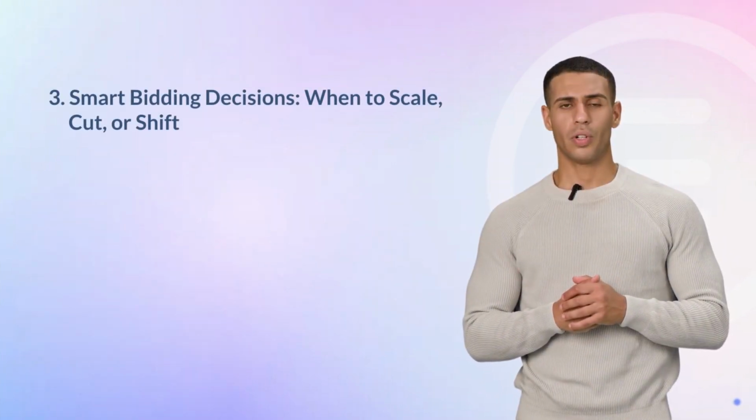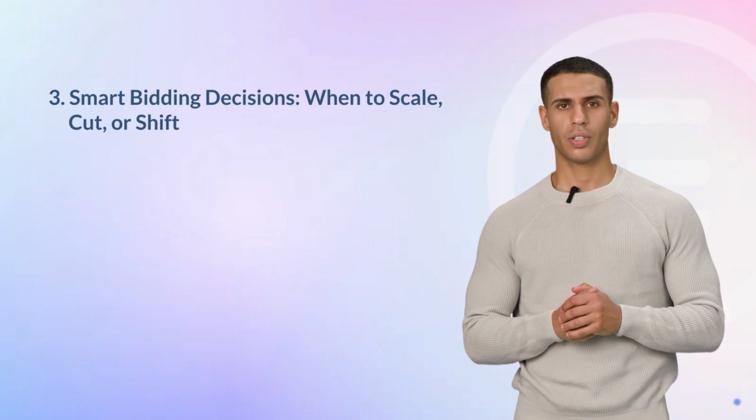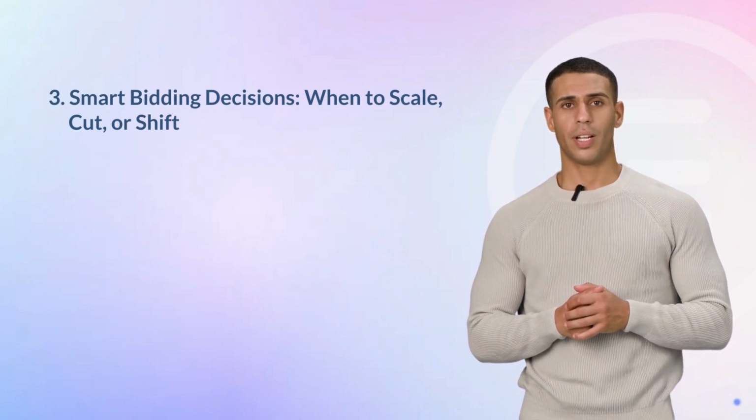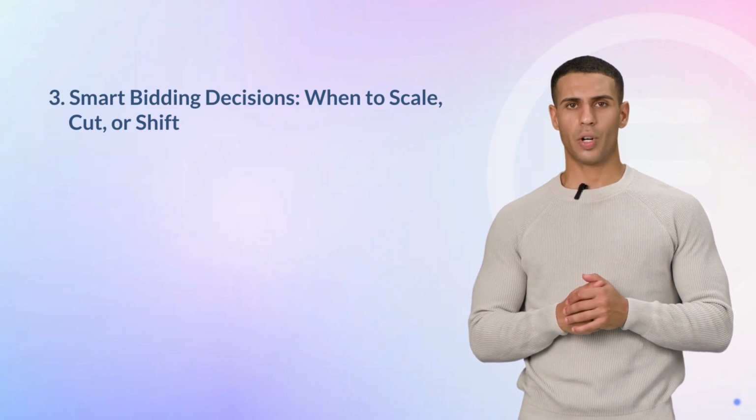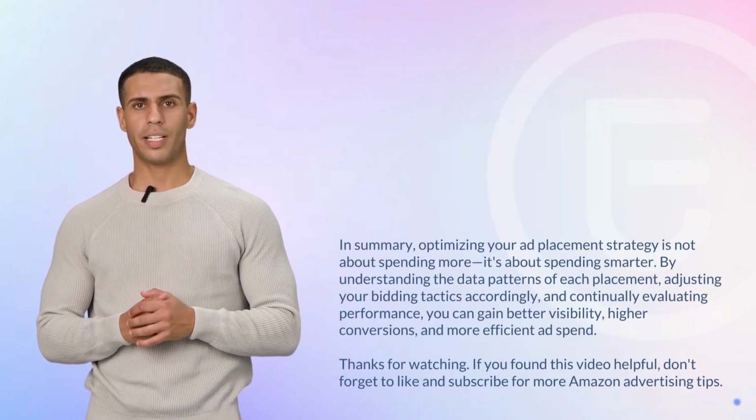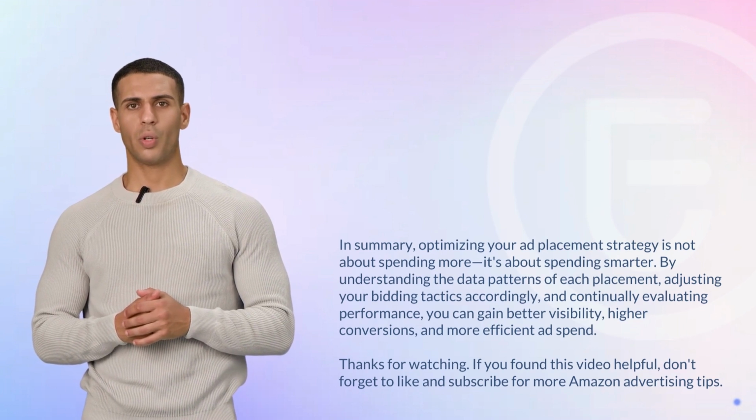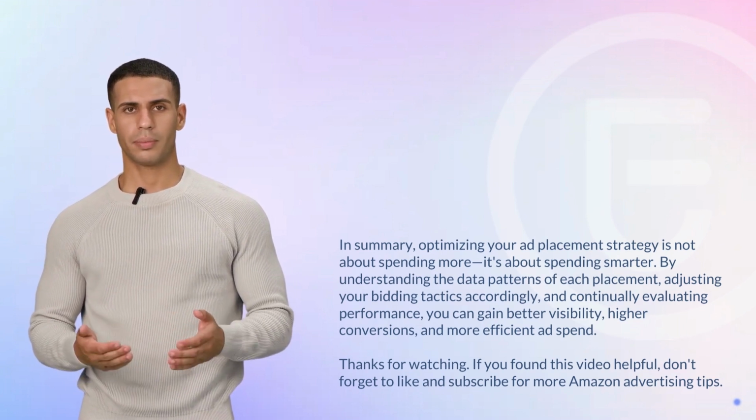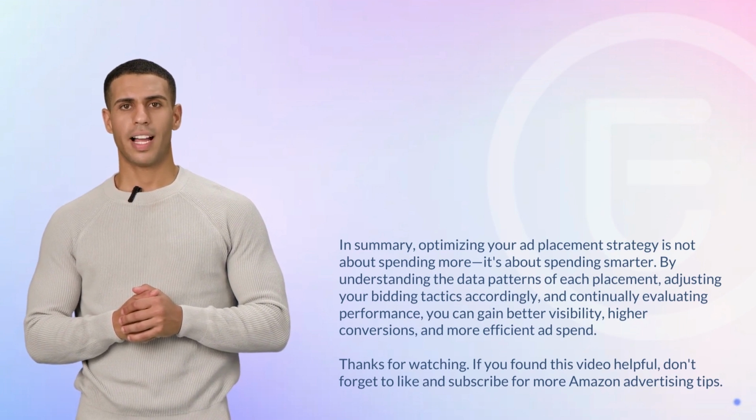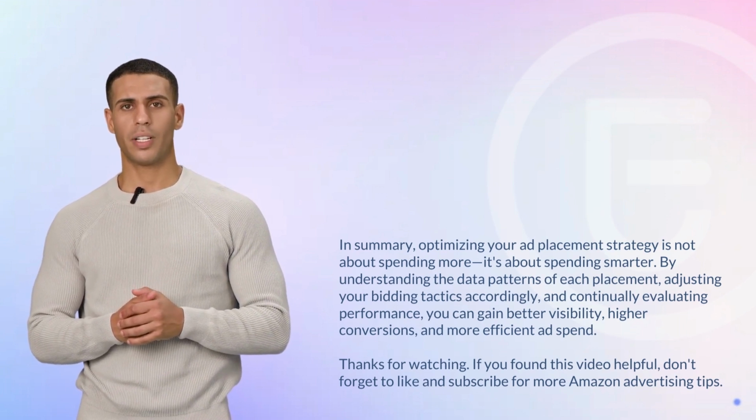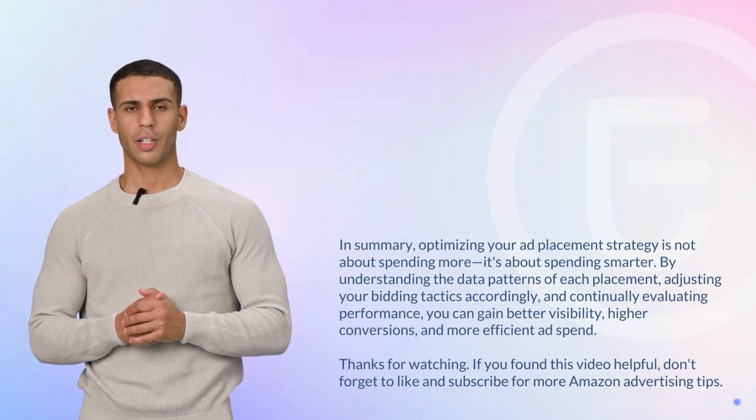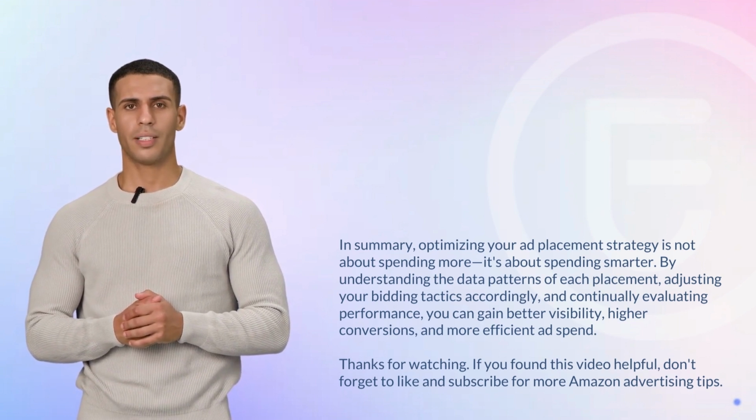By combining conversion rate comparison with traffic cost efficiency, you gain a powerful framework for deciding when to scale, cut, or shift your ad budget across different placements. In summary, optimizing your ad placement strategy is not about spending more, it's about spending smarter. By understanding the data patterns of each placement, adjusting your bidding tactics accordingly, and continually evaluating performance, you can gain better visibility, higher conversions, and more efficient ad spend.